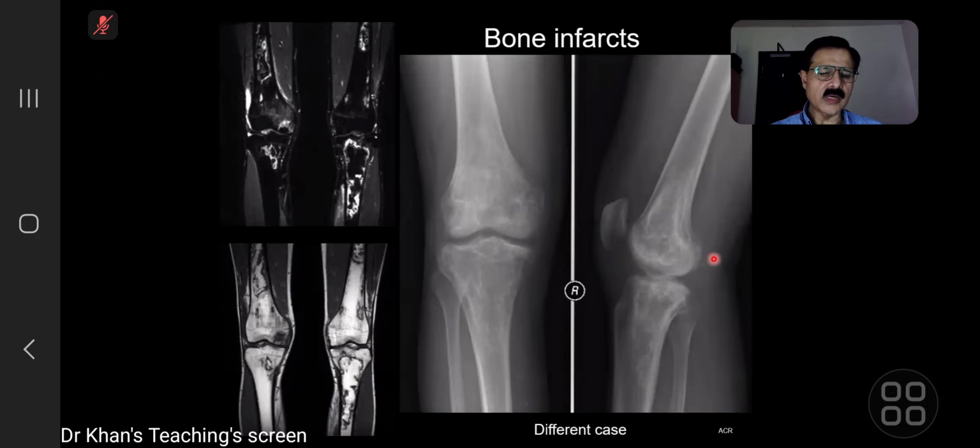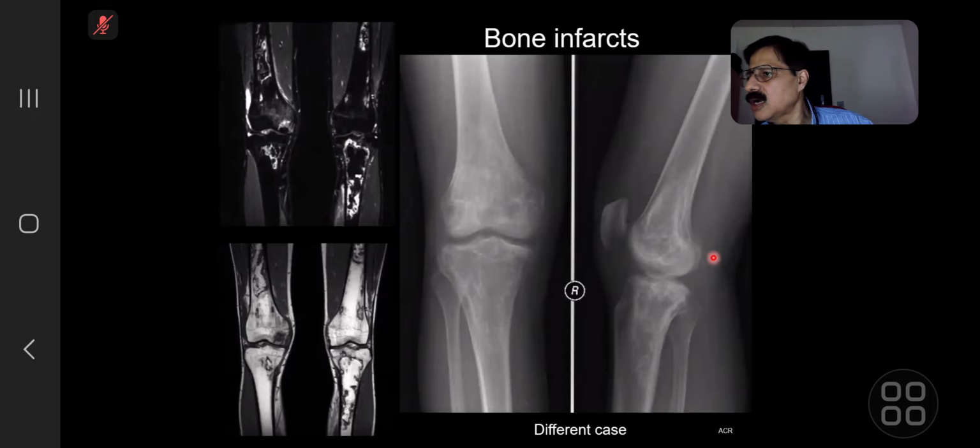Now, look at this. These are multiple bone infarcts, and in these multiple bone infarcts, you can see this calcification.